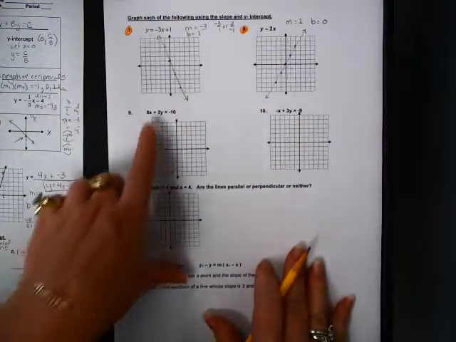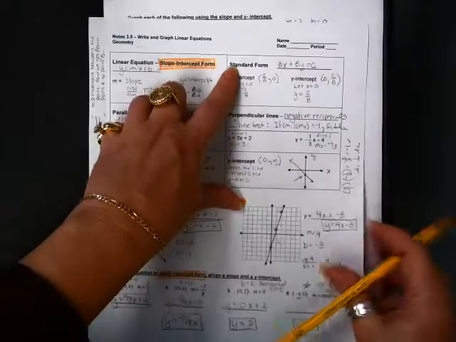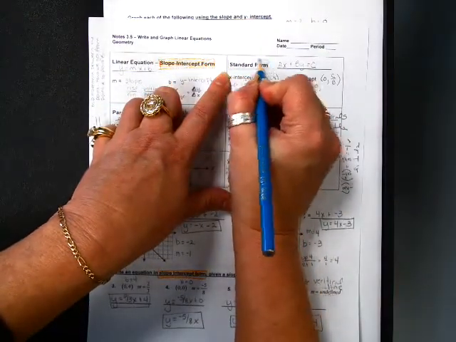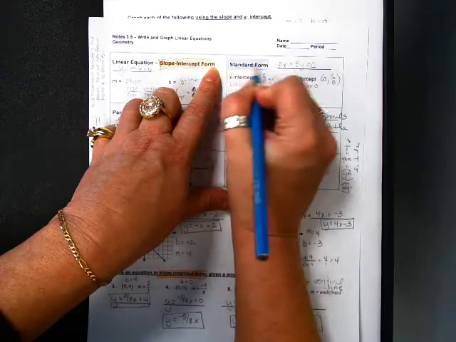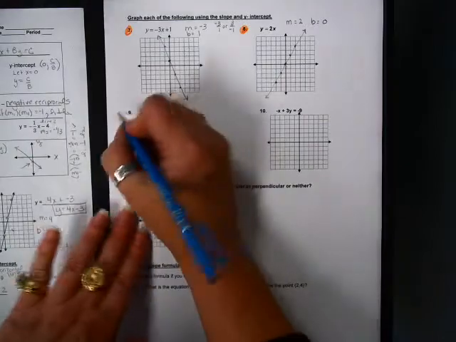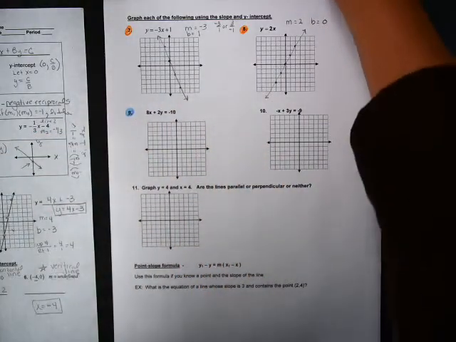Okay, this one here is in standard form. So over here on this side, I'm going to take a different color, blue, and I'm going to color in standard form. And then I'm going to color this in because I want you to remember that this was standard form.